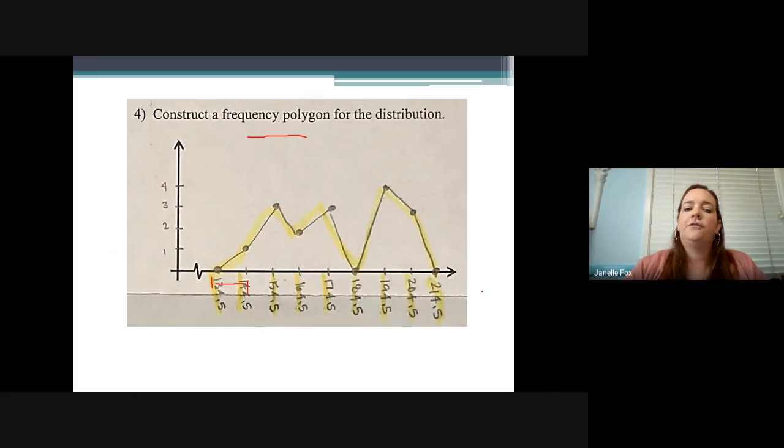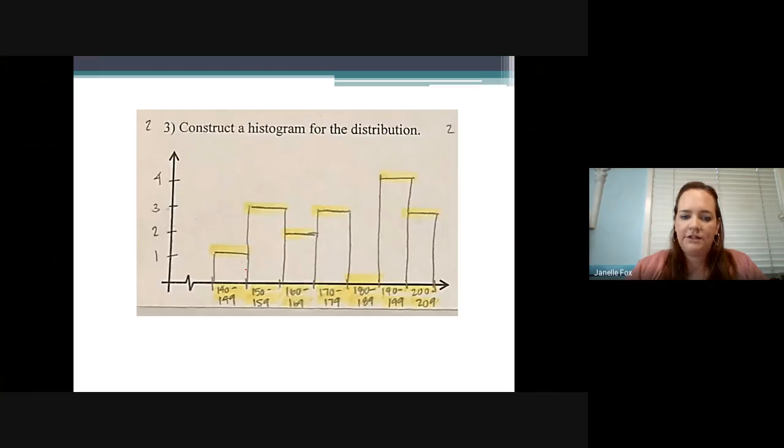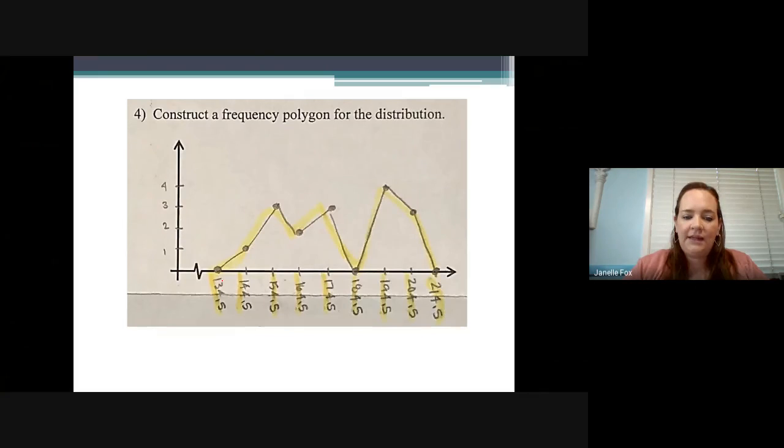Okay, moving on to the frequency polygon. Let me erase that thing right there, okay? The frequency polygon, now what you do is you take the midpoint of each of the categories on the previous. So this guy right here, 140 to 149, what I would do is I put that in my calculator, 140 plus 149, and divide by 2. And then I would get this guy right here, 144.5.